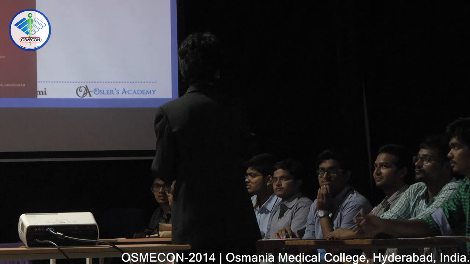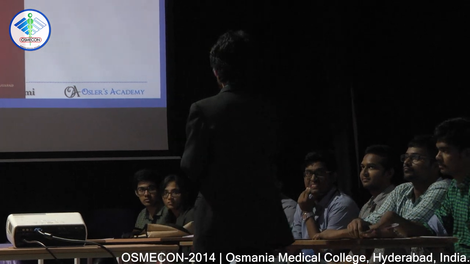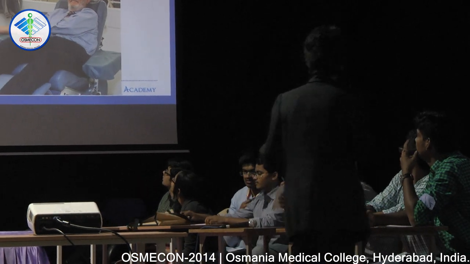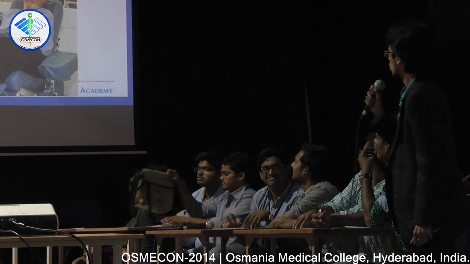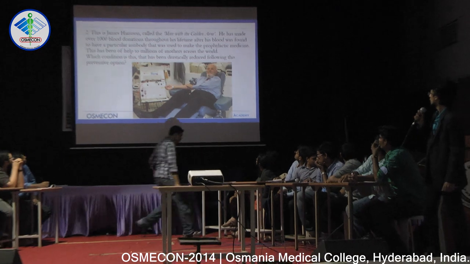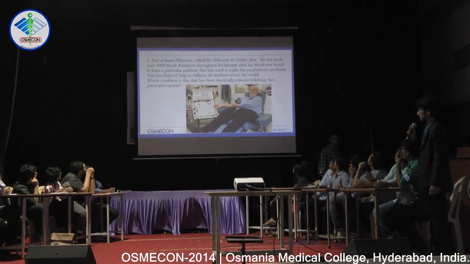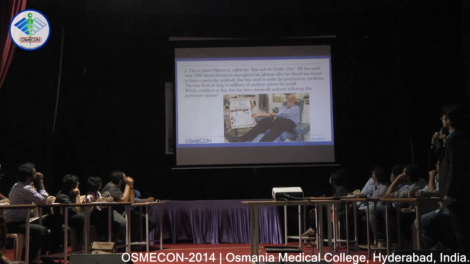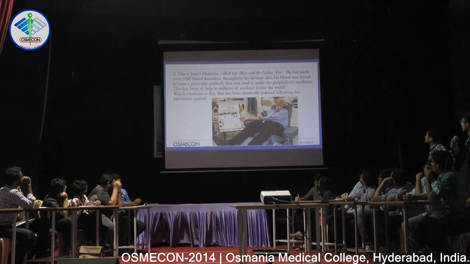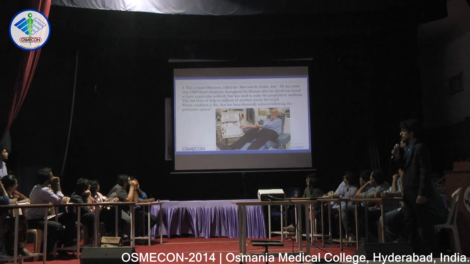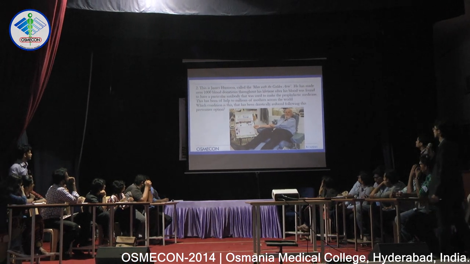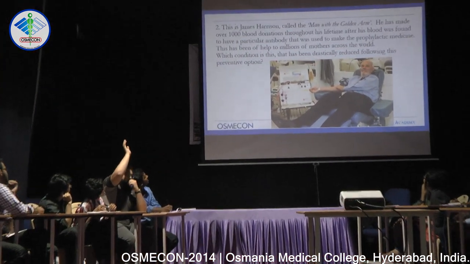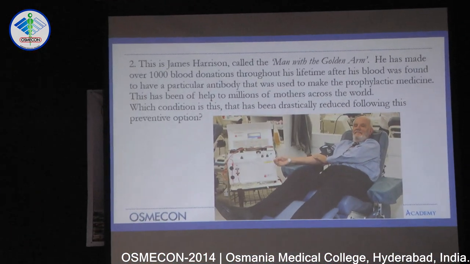You answered this question, now it's your direct. All others open on pounce, write the answer down. Next question. So yes, this is a man called James Harrison, who is called the man with the golden arm. Now he made over 1,000 blood donations in his lifetime. After his blood was found to have a particular antibody that was used to make the prophylactic medicine. This has helped millions of mothers all through the world. Which condition is this that has drastically been reduced following this preventive option? Open on the pounce, write the answer down for pouncing.